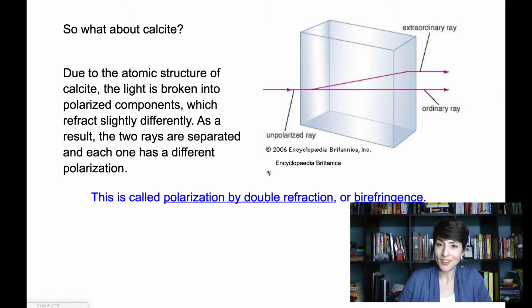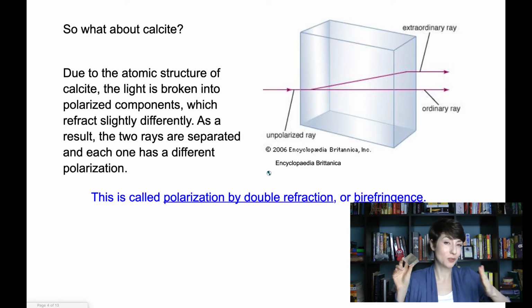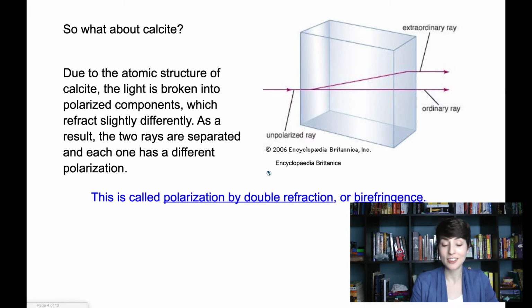So how does this relate to calcite? Well, due to the structure of calcite, light is actually broken into two different rays as it travels through calcite. Each of those rays is polarized differently. And each of those rays actually refracts at a different angle as it goes through calcite, meaning two beams emerge. Each of those emerging beams has a polarization that is 90 degrees apart, which is a really unique and interesting feature. That's called polarization by double refraction, or often just called birefringence.